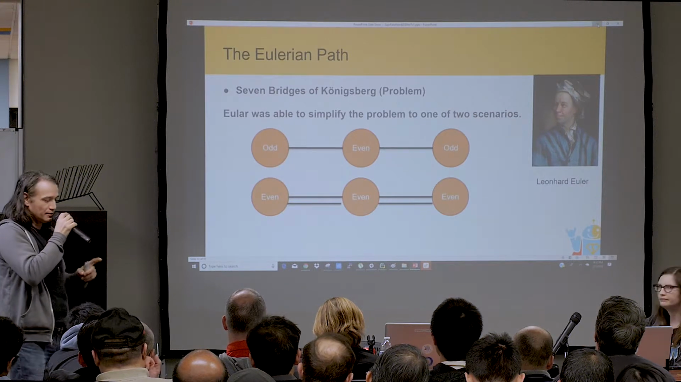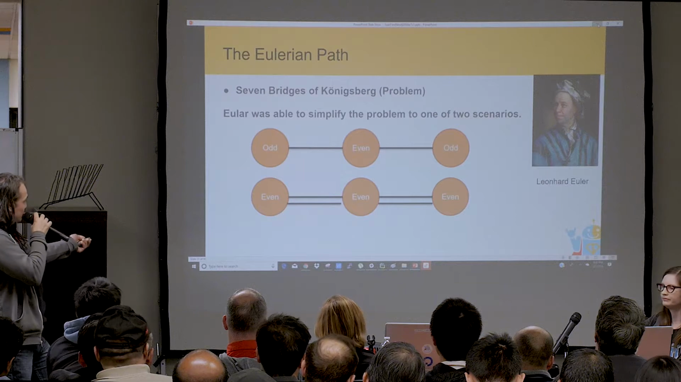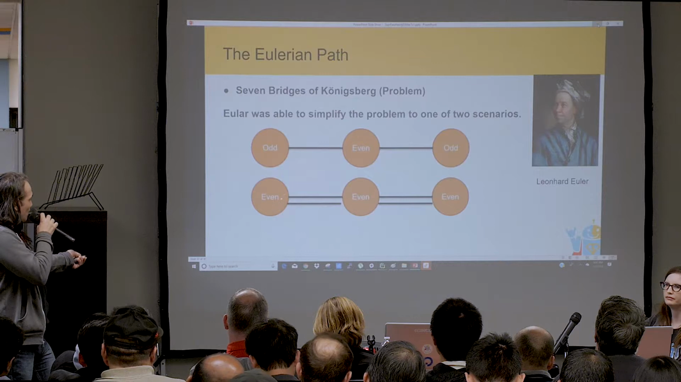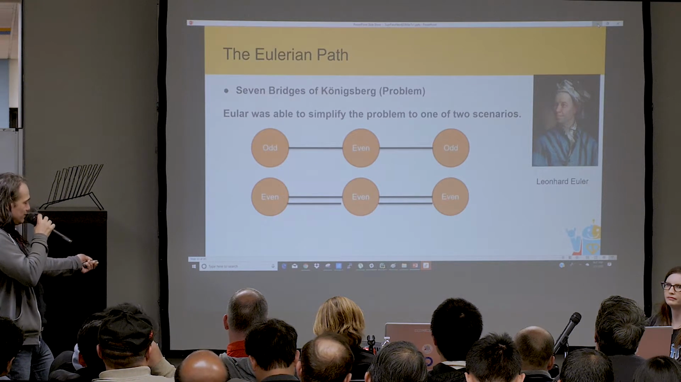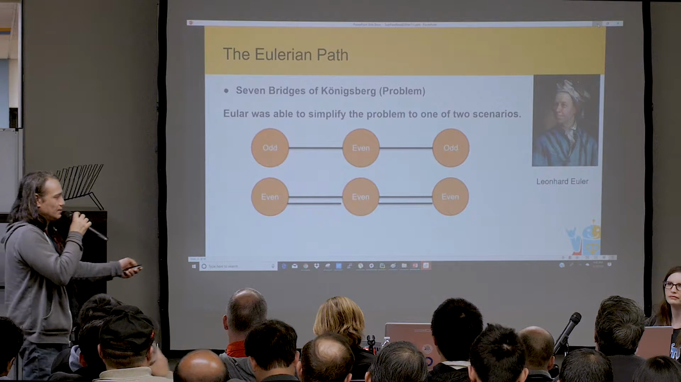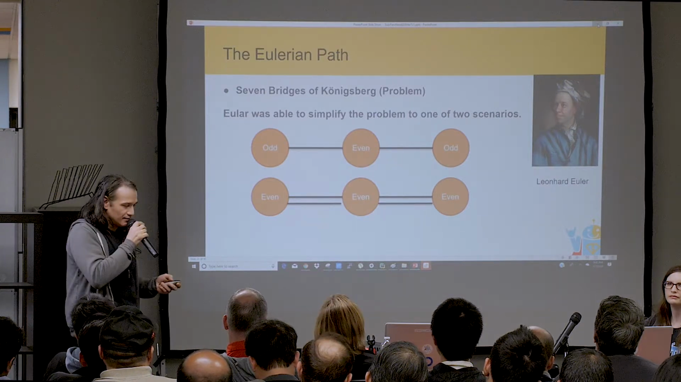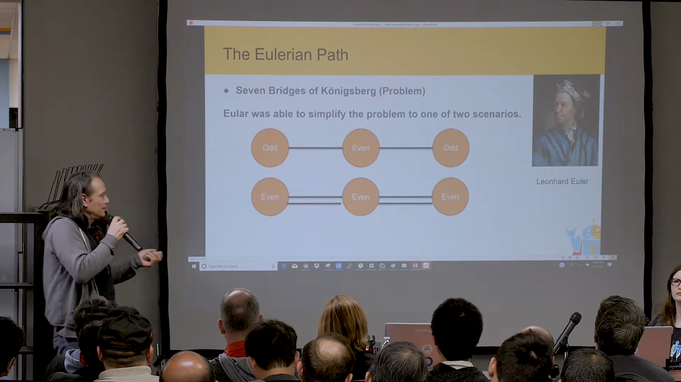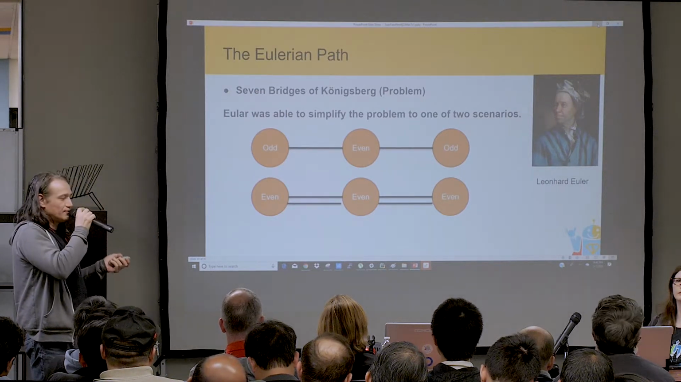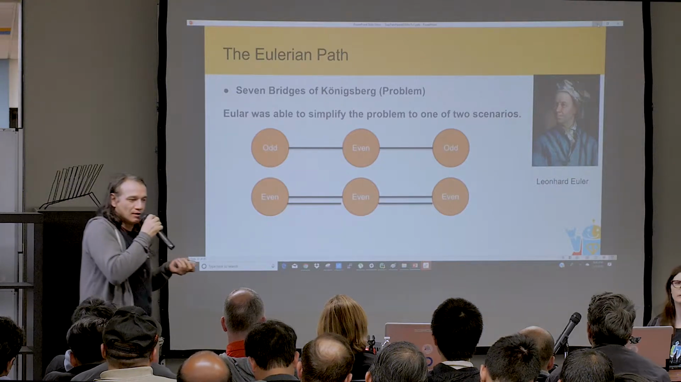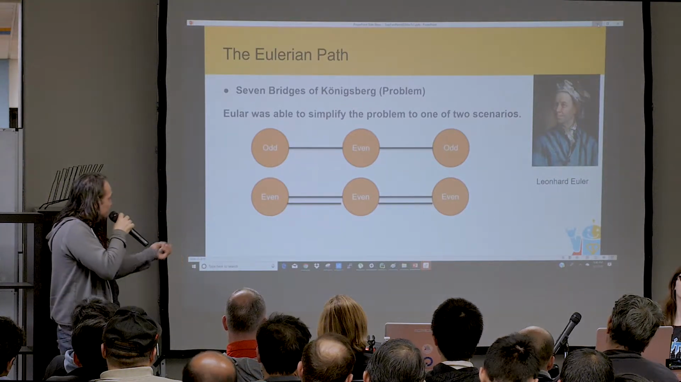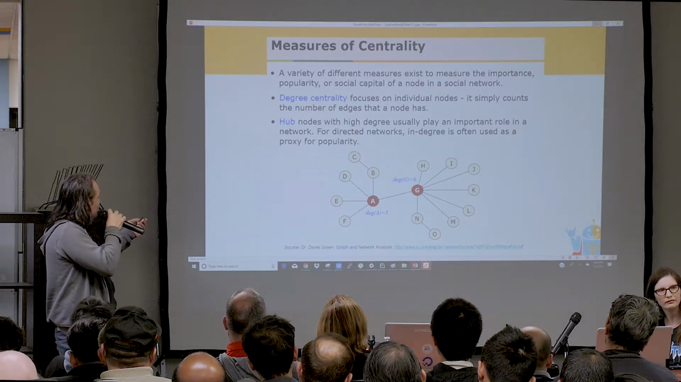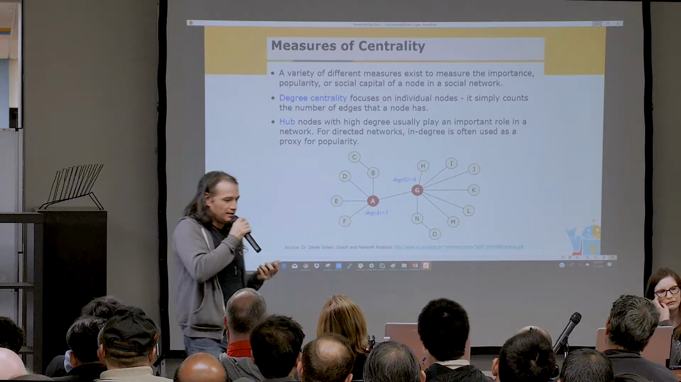So there are two cases where this problem is solvable. One is when you have exactly two nodes with an odd number of relationships, or when all the nodes have an even number of relationships going into them. That's the only way the seven bridges of Königsberg is solvable. And so this is like the first use of graphs to come up with a theory, thanks to Leonhard Euler, excuse me.